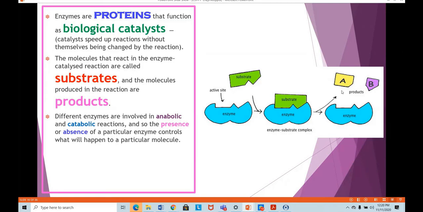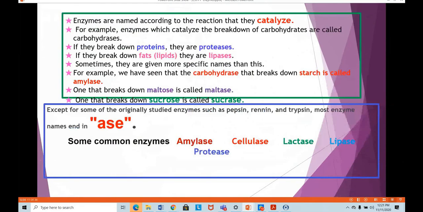Different enzymes are involved in anabolic and catabolic reactions, and so the presence or absence of a particular enzyme controls what will happen to a particular molecule. And this is how the enzymes are named. Enzymes are named according to the reaction they catalyze. I think we read this yesterday, but let me repeat.